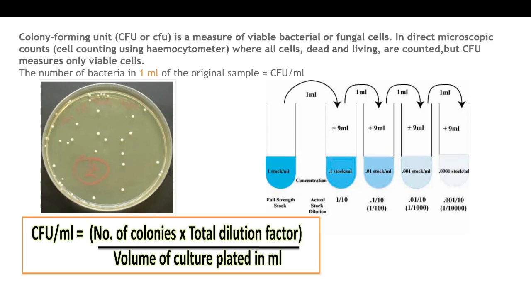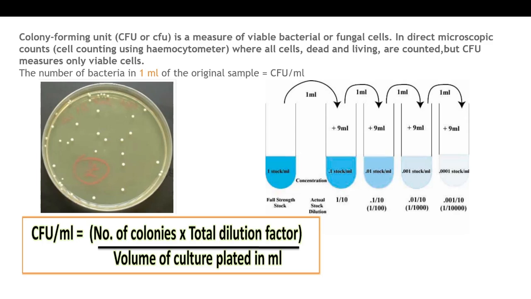So another way to look at this is the number of bacteria in 1 ml of the original sample. If someone asks you to calculate the number of bacteria in 1 ml of the original sample, that can be defined as the CFU per ml. So CFU of the original sample per ml can also be written as the number of bacteria or fungi in 1 ml of the original sample.